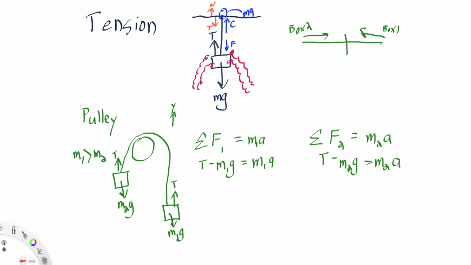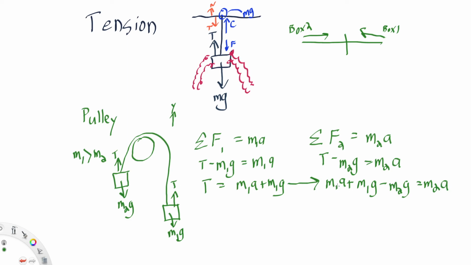Okay. So with that said, we actually have two equations and two unknowns we can totally solve. For equation 1 over here, we're going to write T equals m1a plus m1g. We just solved for T here. And then we can plug that in for T over in box 2. So we have m1a plus m1g minus m2g equals m2a.